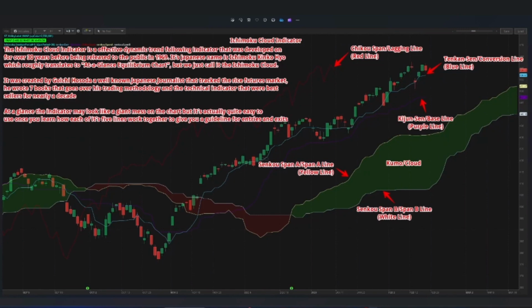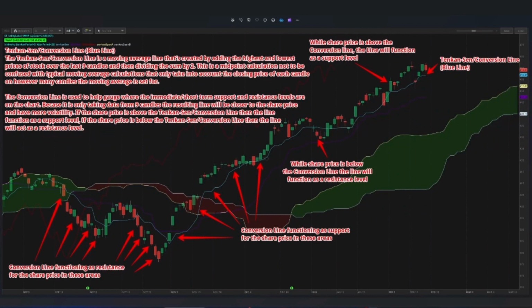So let's go over the Tenkan conversion line first. The Tenkan conversion line, the blue line on the chart, is a moving average line that's created by adding the highest and lowest prices of the stock over the last 9 candles. So you're taking the highest price of the candle and the lowest price of that candle, not by the candle body, but by the candle wicks. The highest price that candle has gotten to and the lowest price that candle has gotten to. You're adding those together over the last 9 candles in the chart, then dividing that sum by 2, and then plotting that onto the chart. So it's a midpoint calculation.